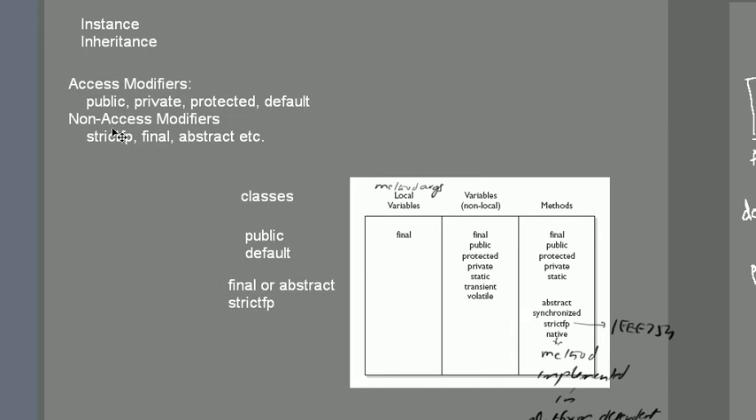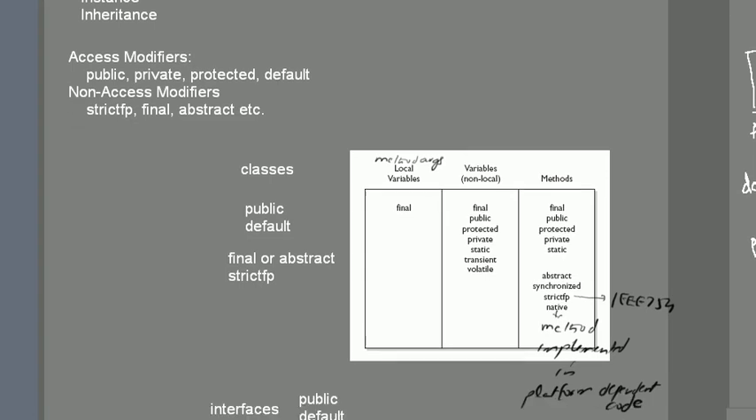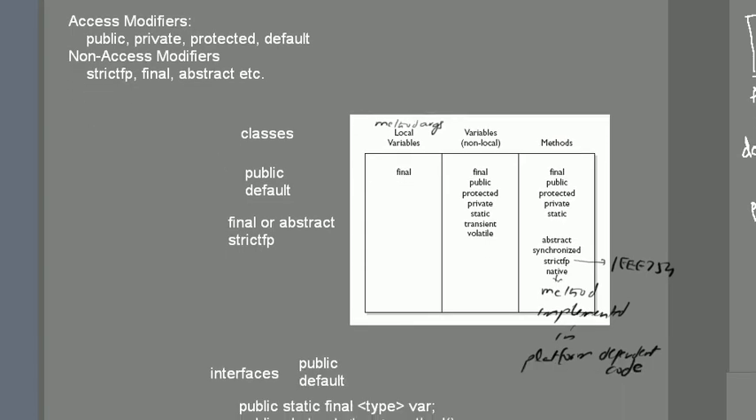Then there are non-access modifiers: strictfp, final, abstract, just to name a few. So on classes, I could apply the public and default access modifiers, and final, abstract, or strictfp non-access modifiers. On method arguments or local variables, I could apply only final.